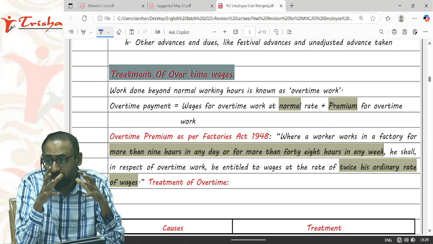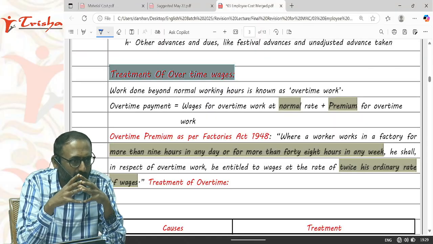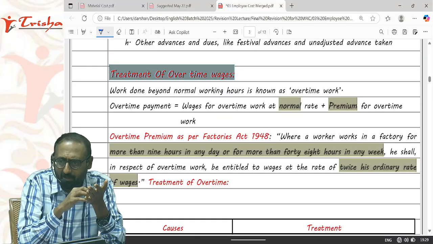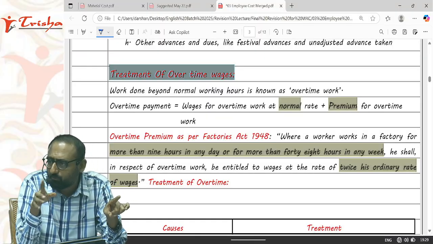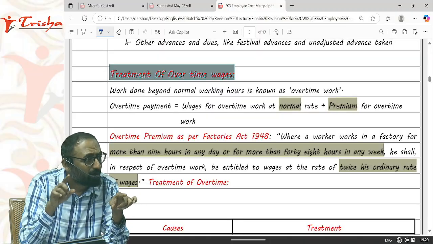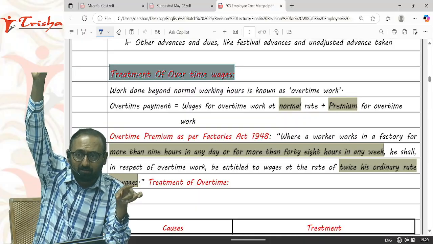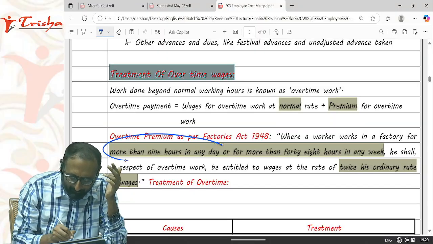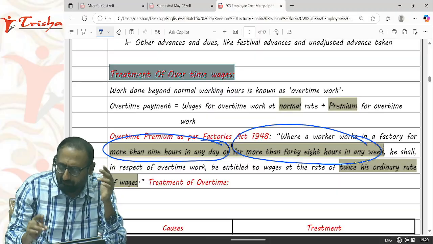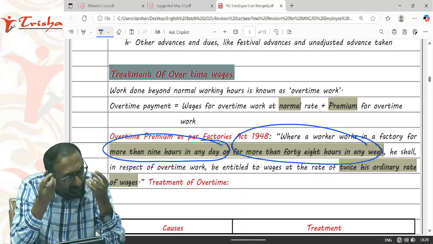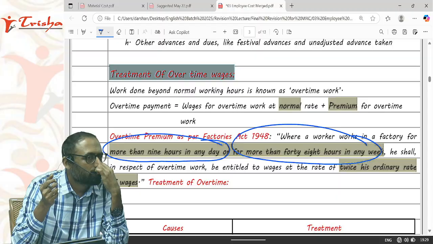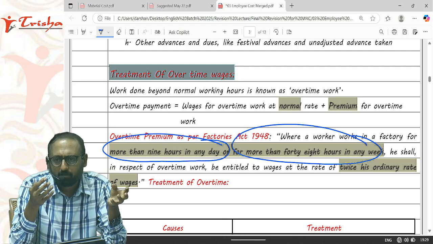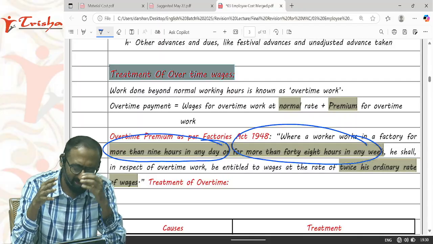If you remember the Factories Act, what does the Factories Act say on the overtime rule? If you work more than 9 hours a day, it will be treated as overtime. Yes or no? More than 9 hours a day or more than 48 hours a week. They have not used the word 'and', they have used the word 'or'. So if per day you are working more than 9 hours, it will be overtime, or if per week you are working more than 48 hours, it will be treated as overtime.